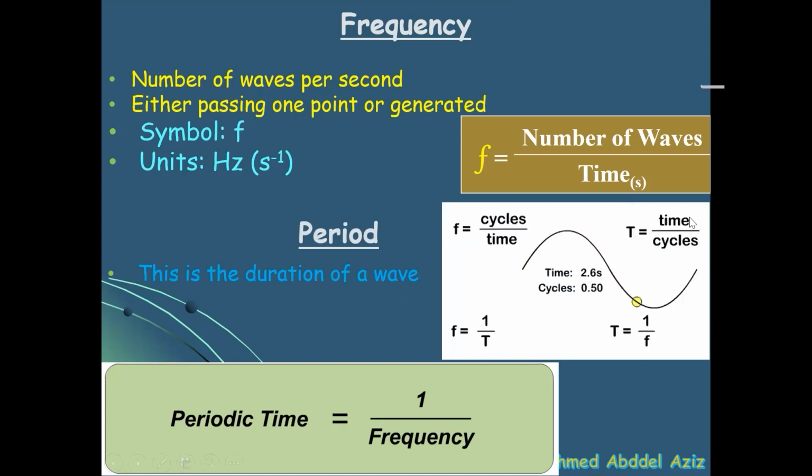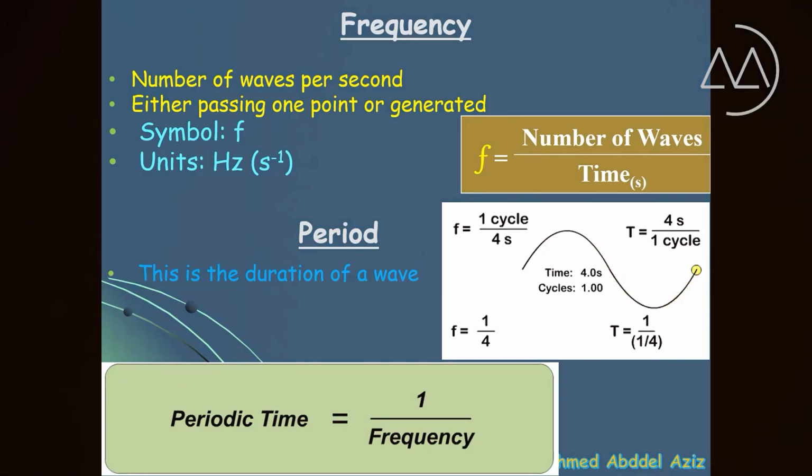Look at this figure. We have movement of wave energy from one point to another. It takes about 4 seconds to make one complete cycle or one complete wave. So the periodic time here is 4 seconds. To get the frequency, the number of waves is 1, and the time taken is 4. So the frequency is 1/4, as you see. And to get the periodic time, we have to reverse the frequency: 1/f.